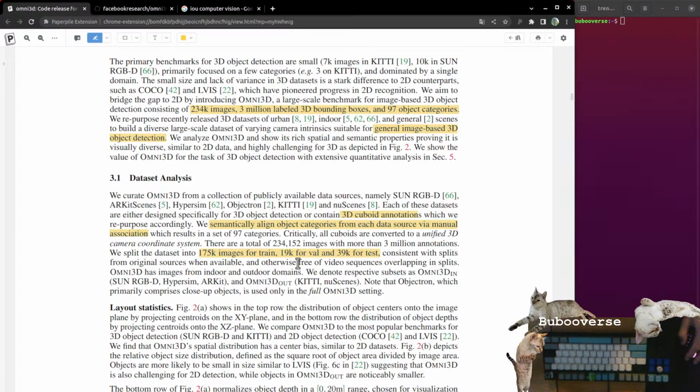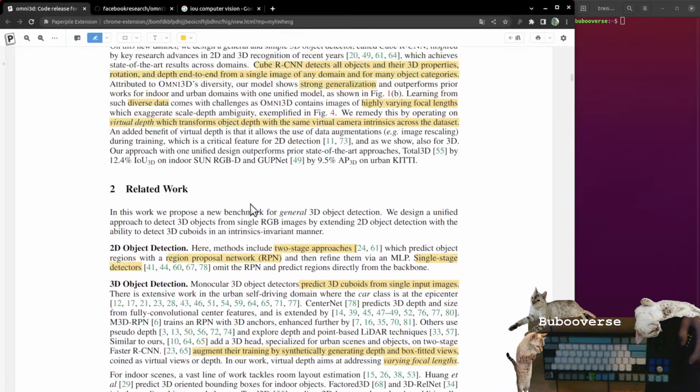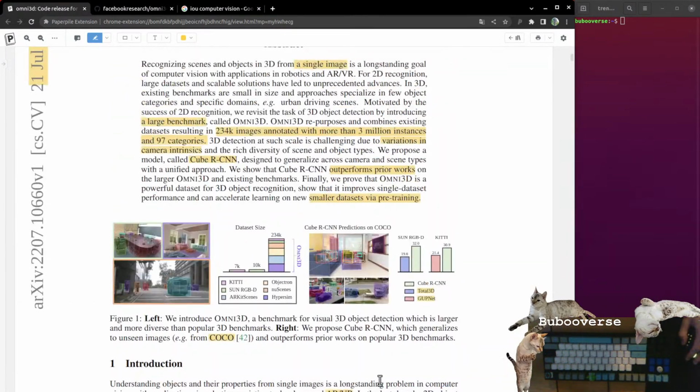Yep, free of video sequences overlapping in splits. This happens a lot, so sometimes in these data sets you'll have a video, right? And a video might have 30 frames in it. You might have this sequence of a car driving out and then taking a left, and there's 30 frames in that. And you shuffle your whole data set, and then you do your normal train test validation split.